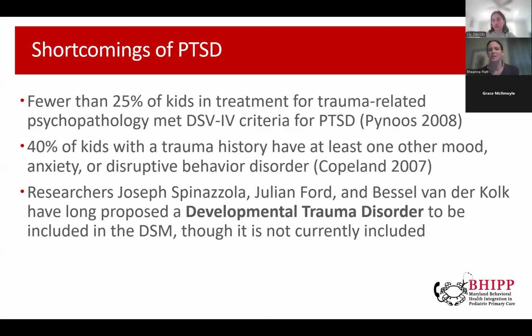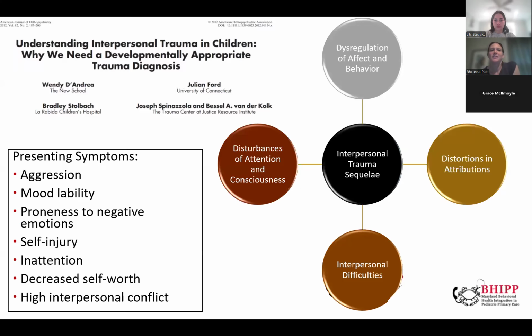There has been a suggestion of coming up with a new way of formulating this because we're missing things. I think you guys are probably the best example of this: we're not just going to address something if someone formally meets criteria for a disorder versus not. So in some ways, this is splitting hairs. Some folks have talked about the sequelae of trauma in kids being grouped into a few different buckets, including disturbances of attention, dysregulation, and interpersonal difficulties. And you can see how a lot of these have significant overlap with other disorders.